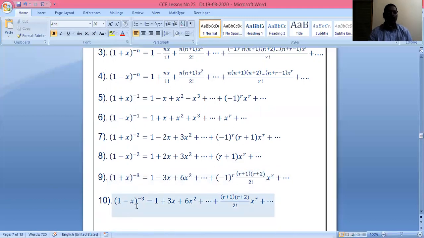(1 - x)^(-3) = 1 + 3x + 6x² + ... + (r+1)(r+2)/2! x^r + ... and so on.